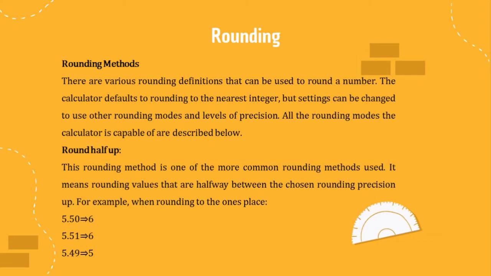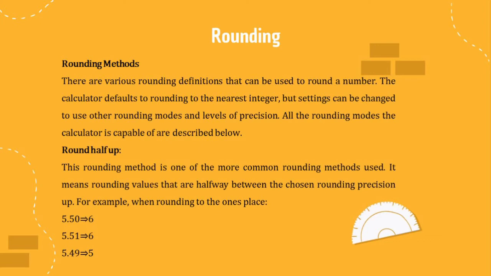Round half up. This rounding method is one of the more common rounding methods used. It means rounding values that are halfway between the chosen rounding precision up. For example, when rounding to the ones place, 5.50 equals 6. 5.51 equals 6.